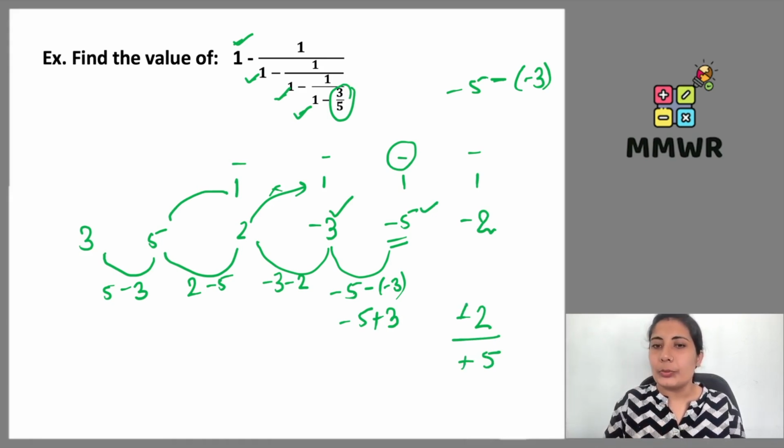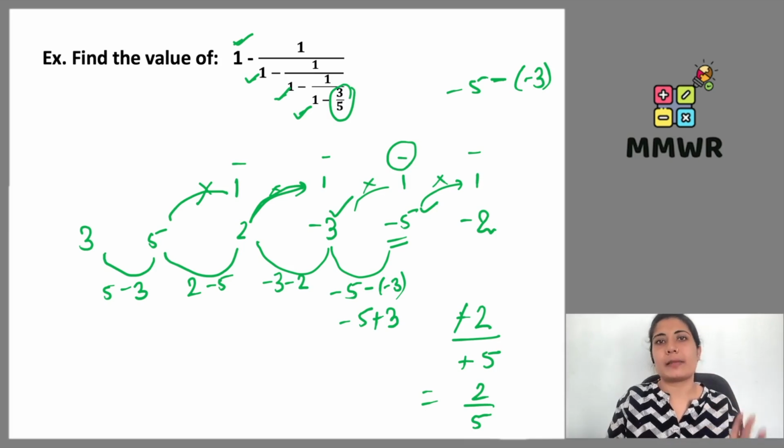Let's simplify this further, which makes it the positive number 2 upon 5. So after simplifying this, we got the answer 2 upon 5. If you do it this way, 5 ones are 5, I multiplied first, 5 minus 3 gives me 2. Then 2 ones are 2, minus 5 gives me minus 3. Minus 3 multiplied by 1 gives me minus 3, minus 2. Minus 3 minus 2 makes it minus 5.